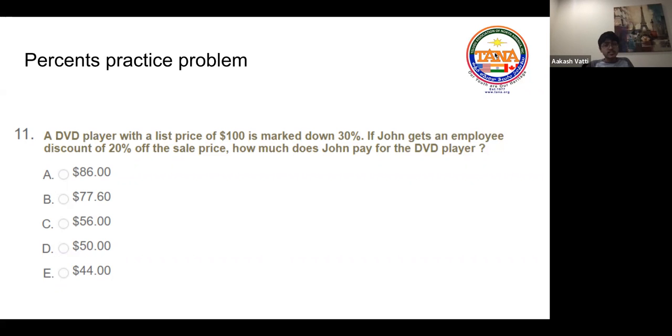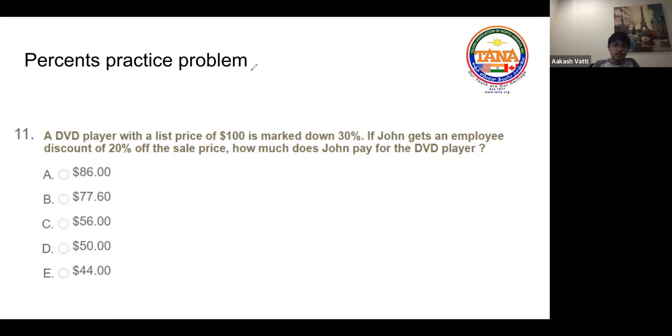I'll give you guys another 30 seconds. Just put your answer in the chat after you get it, and I can tell you if you got it right or wrong. All right, it seems like most of you got it right, and I'll explain for the people who got it wrong.